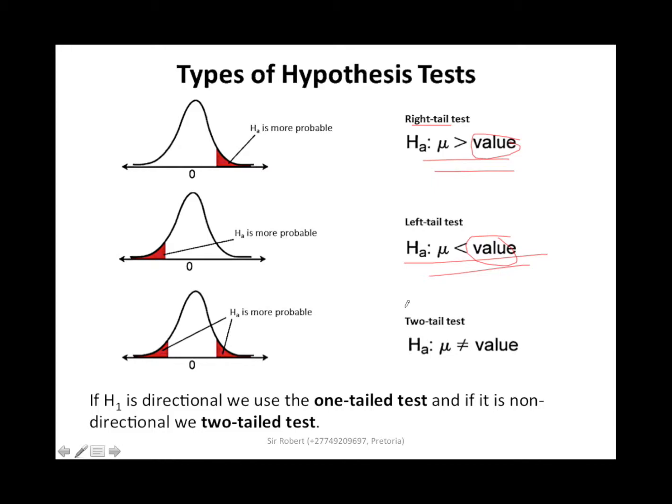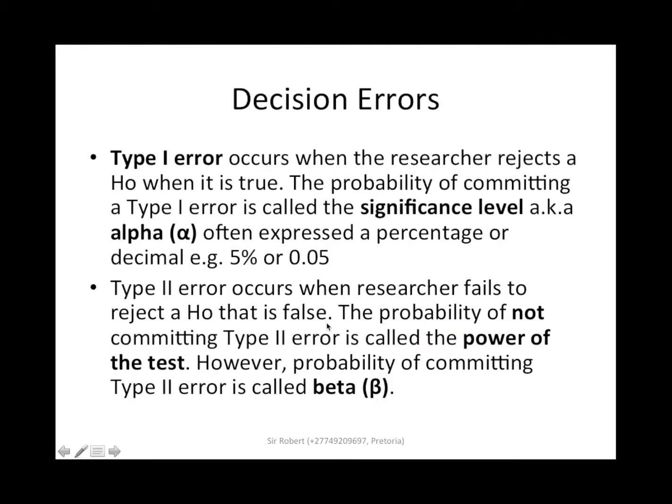Then when it's a two-tailed test, it's non-directional. We are saying it's either greater or less than. So if H1 is directional, we use one-tailed test, which can either be this one or this one-tailed test. And this non-directional, we use two-tailed test. So it depends when I'm doing the question, how the question is structured, so that you'll be able to identify whether it's a one-tailed test or a two-tailed test.